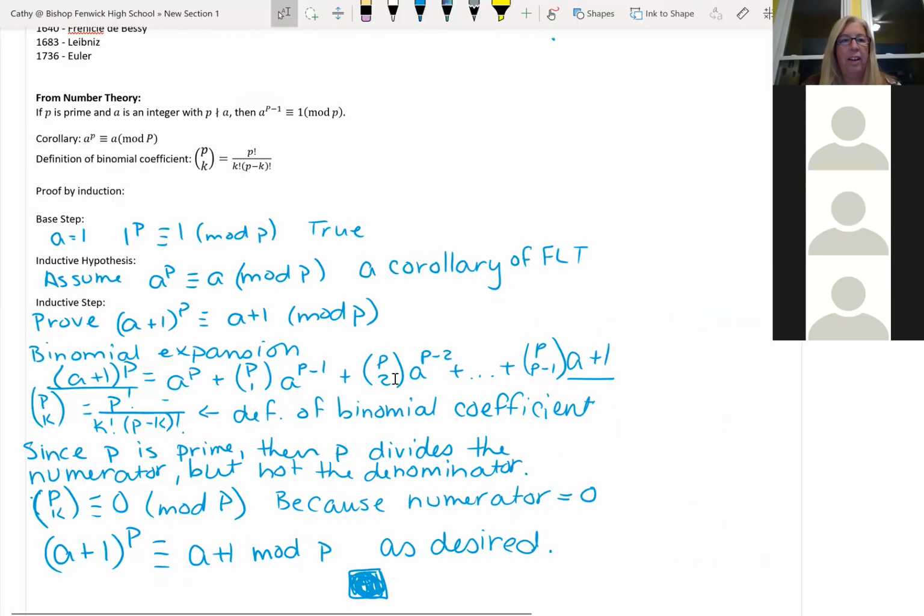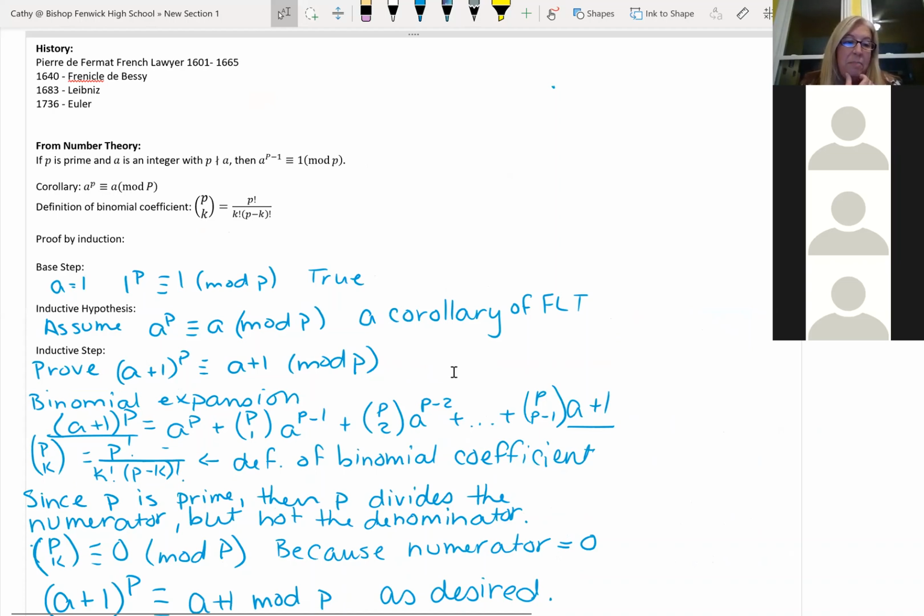Yep, that worked. Okay. So a brief bit of history before I dive in. Pierre de Fermat was a French lawyer who lived in the 1600s. He first wrote this theorem in a letter that he was writing with Frenicle de Bessy in 1640. And of course, in apparently traditional Fermat style, he said the proof is too long to include in this letter. So no written proof was ever found of his. The first published proof was in 1736 by Euler, but in some handwritten notes, Leibniz also proved it in 1683.